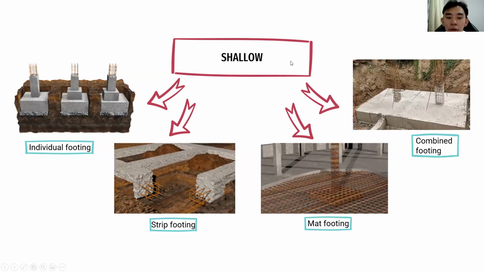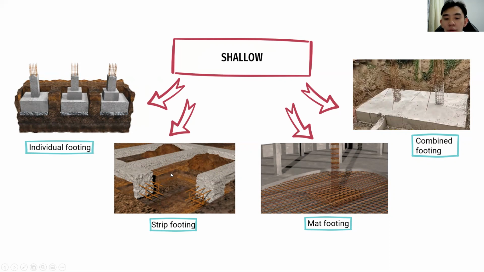There are four types of shallow foundation. The first one will be the individual footing. Individual footing also has three types, which are pad footing, step footing, and slope footing. Individual footing is one of the most simple and common types of foundations. The shape of the foundation is rectangular and square. The size of the footing is calculated by the engineers.